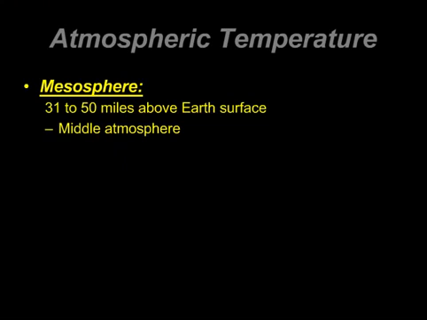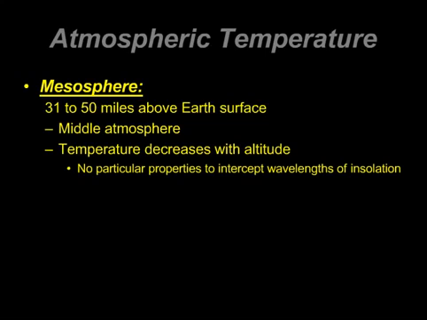31 to 50 miles above Earth's surface is the mesosphere, also known as Earth's middle atmosphere. One of the characteristics, like I've just said, is that temperature decreases with increasing altitude. One characteristic of the mesosphere is that there are no particular atoms and reactions occurring here, and so there's none of those wavelengths, long wave, short wave, being intercepted in this area. So there's none of those heat reactions I mentioned in the thermosphere.